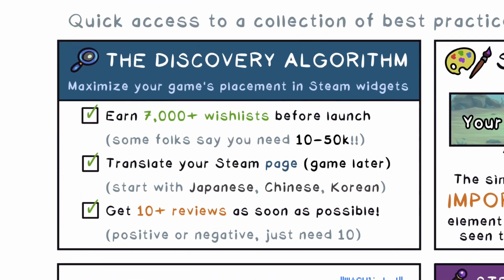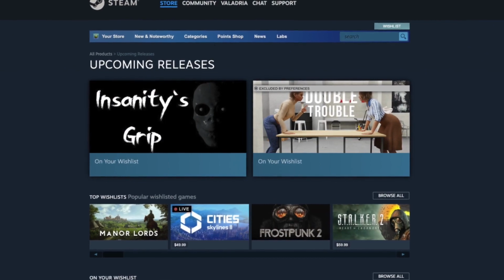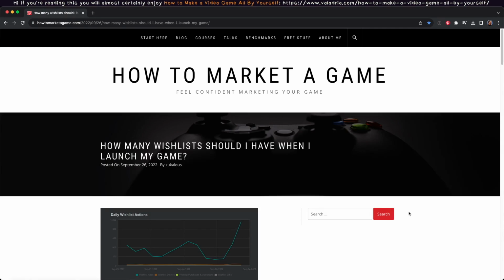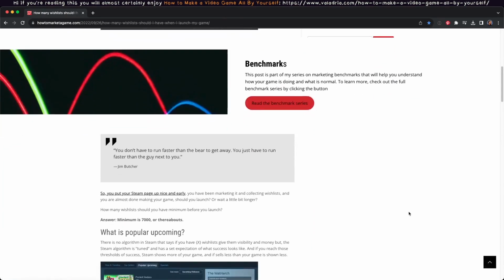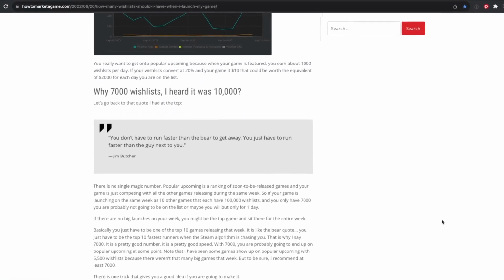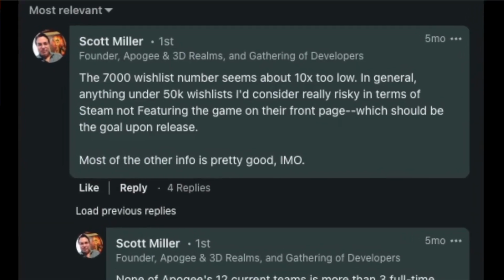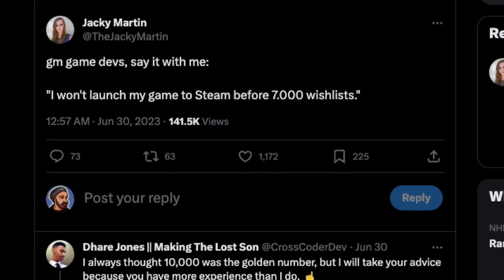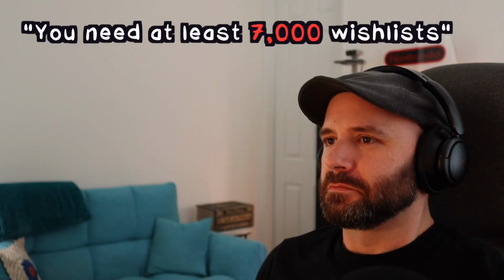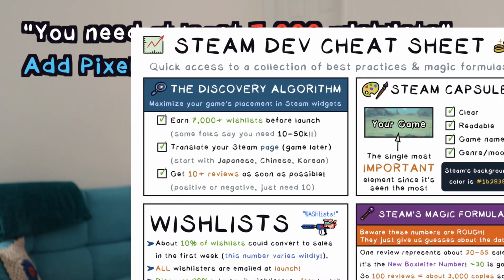Now for Steam's discovery algorithm. If your game gets included in the popular upcoming module on Steam, it's going to sell more copies. How do you get your game into this module? We don't know exactly. Definitely a key metric is the number of wish lists your game has, but the number you need before launch fluctuates and depends on your situation. The numbers I see developers targeting the most are 7,000, 10,000, and 50,000 wish lists before launch. My gut tells me most indies shoot for about 7,000 wish lists before launch. But if you don't have that many wish lists, don't feel bad. It takes time and a lot of hard work and a little bit of luck to get thousands and thousands.